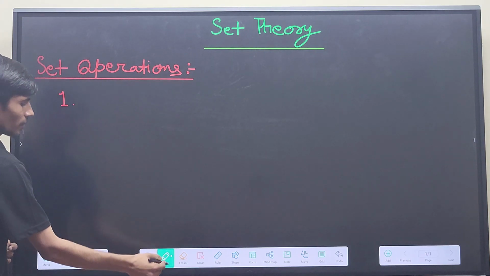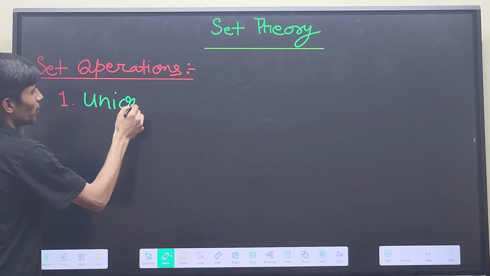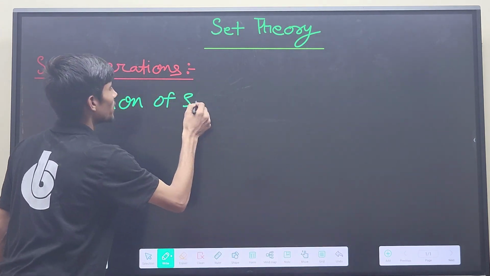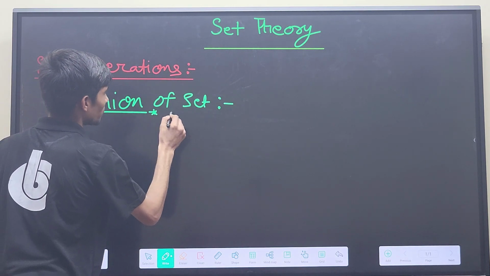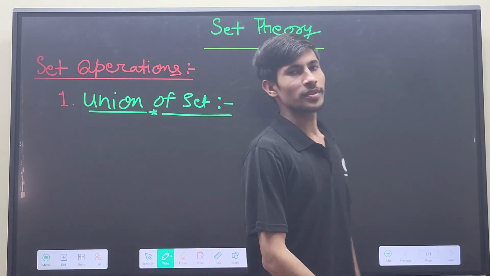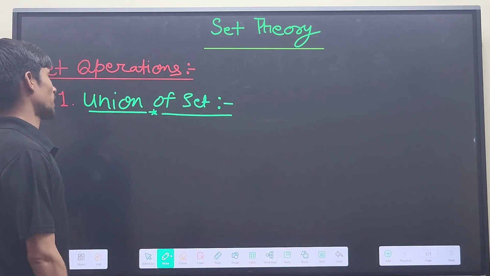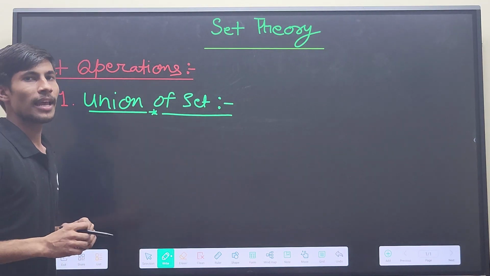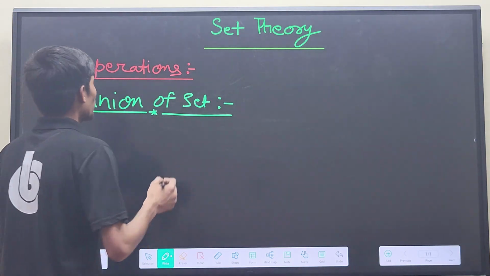Okay? So let's see the first operation, which is union of set. Now, what is union of set? Can anyone tell me? No? Okay, so let me tell you. Union means to join two sets, to combine two sets. Simply, I am writing here the definition. After that, I will take a simple example and you will learn the easy definition.